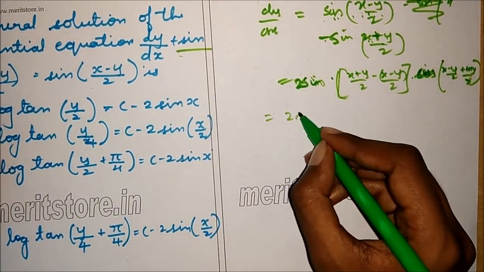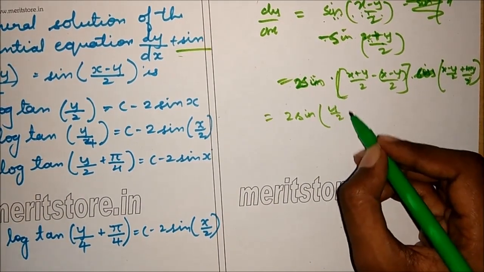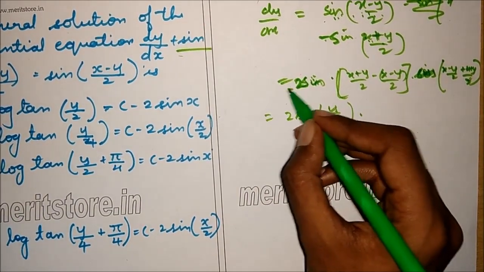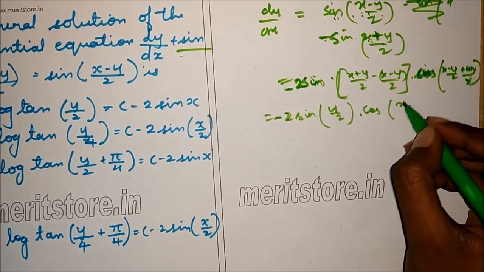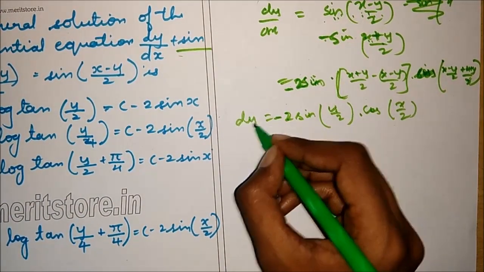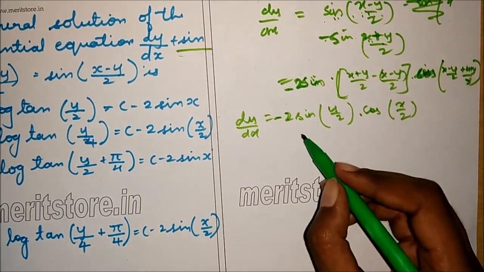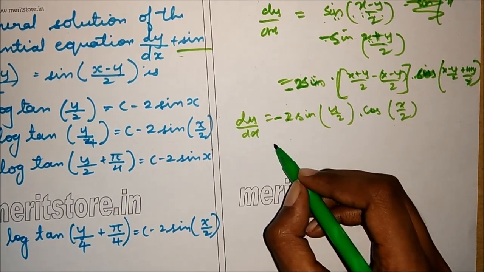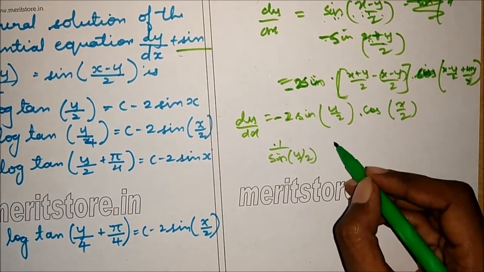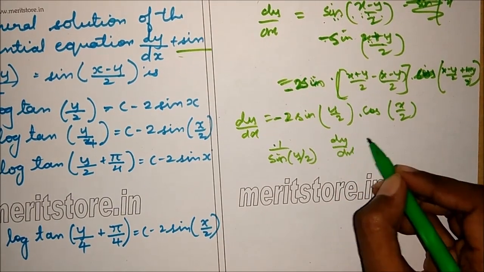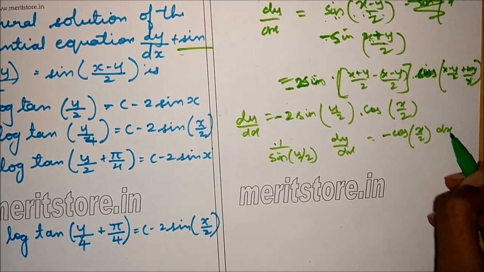So this is equal to 2 sine of y by 2. There's some negative sign, so minus 2 sine of y by 2 into cos of x by 2, and this is equal to dy by dx. So bringing y terms on one side and x terms on the other side, we'll get 1 by sine y by 2 into dy by dx is equal to minus cos x by 2 dx.